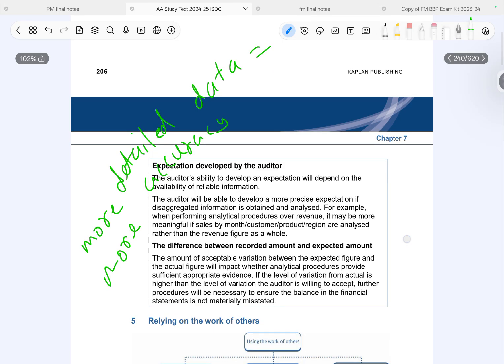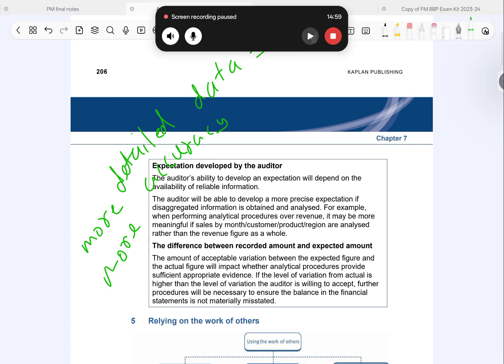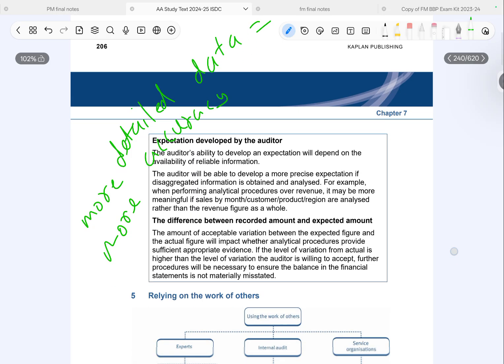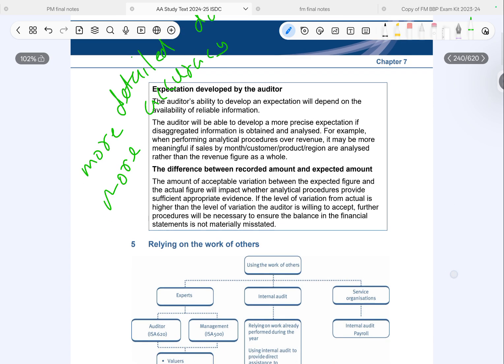Next, the difference between expected and actual. The auditor sets an acceptable level of variation. If the difference is small, all good. But if it's too big, more investigation is needed. Basically, big gap equals red flag.